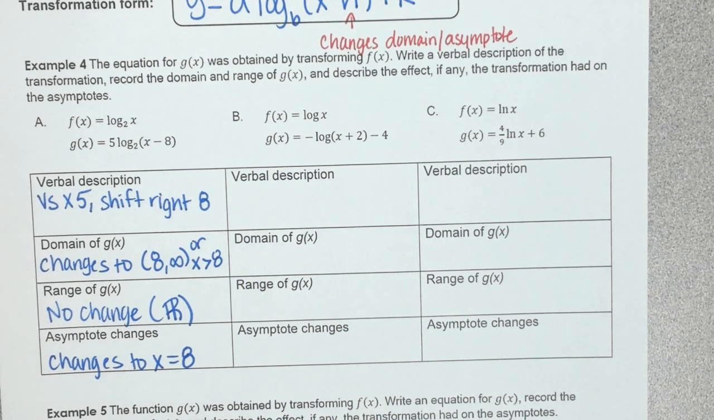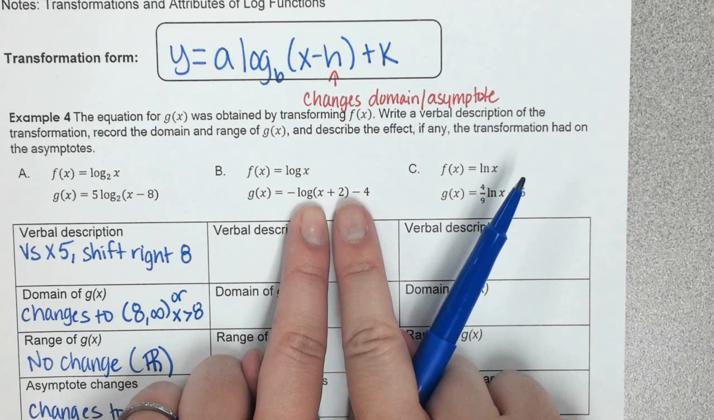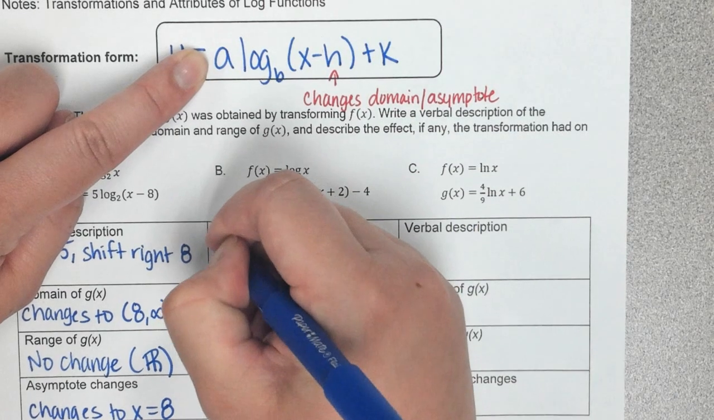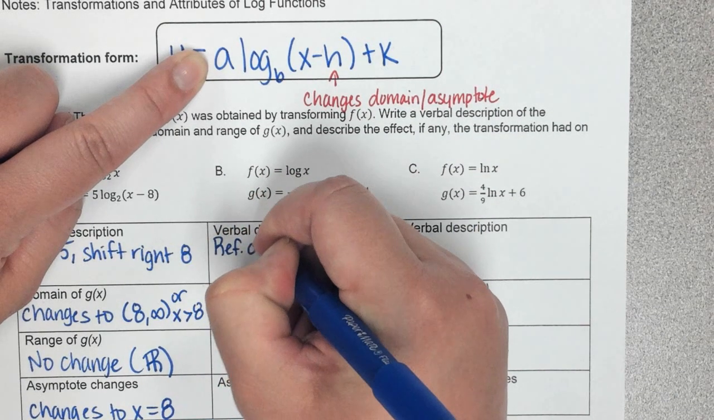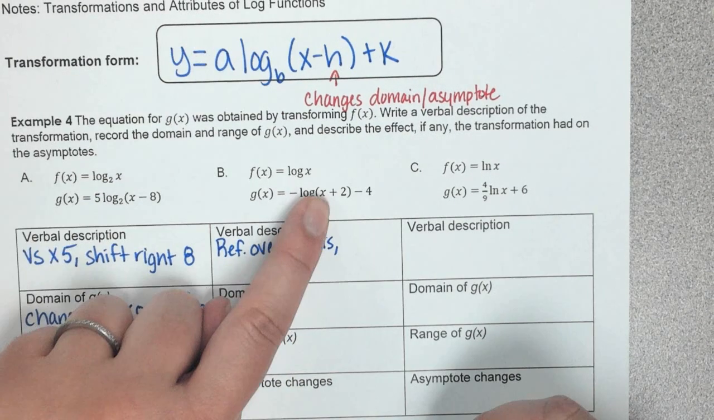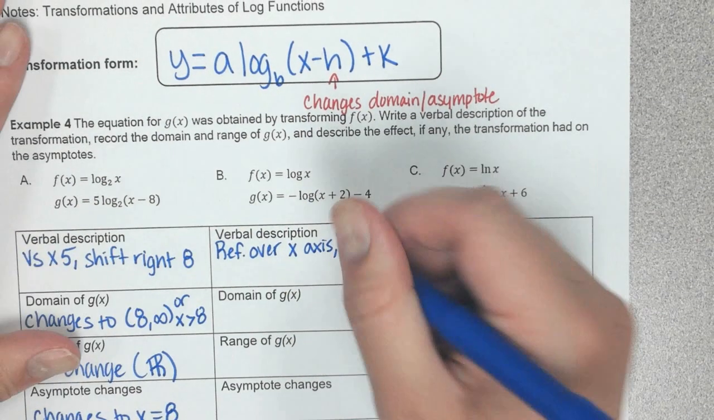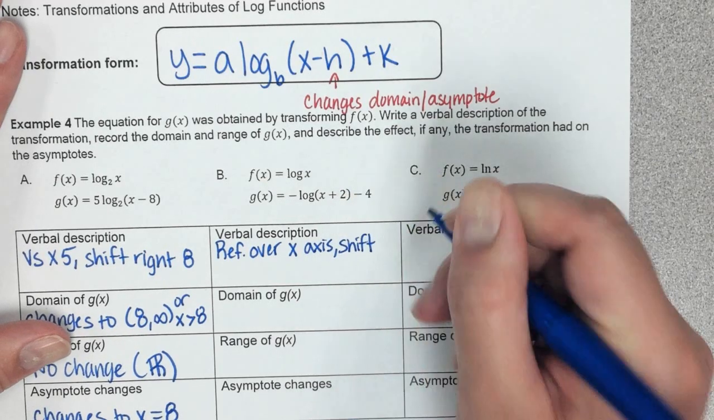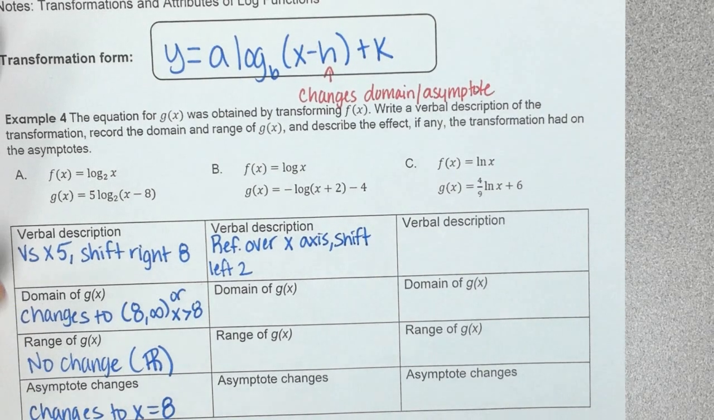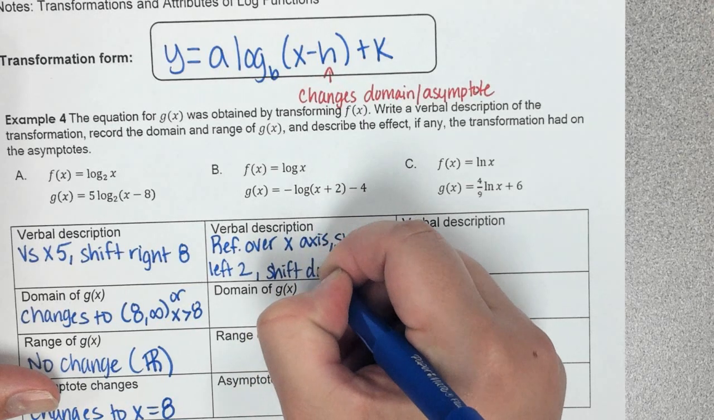So B, we're starting with a common log function, log base 10. Okay, so we're going to pick apart all of these things. The negative in front, when A is negative, that's a reflection over what? X or Y? X. Reflection over the x-axis. Plus 2 on the inside. Remember, that's H. H is opposite, so it'll shift left 2. And a minus 4 on the outside will be a shift down 4.